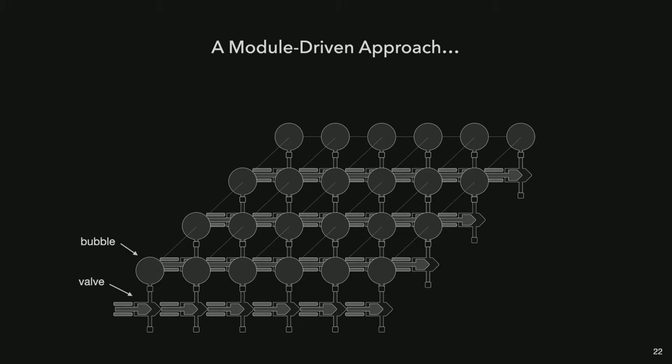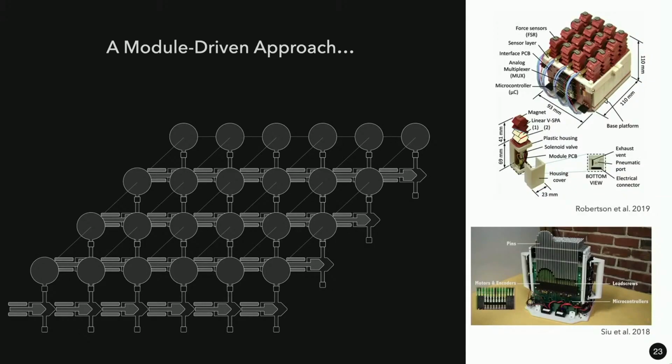And so that's part of the reason why in the literature these programmable surfaces have been constrained in size. On the top right here you have an example of a pneumatic surface with solenoid valves. On the bottom you have an example of a lead screw-driven surface. There are different mechanisms, but it's the same module-driven approach. There are lots of independent pieces here.